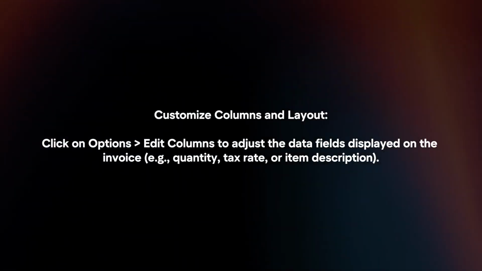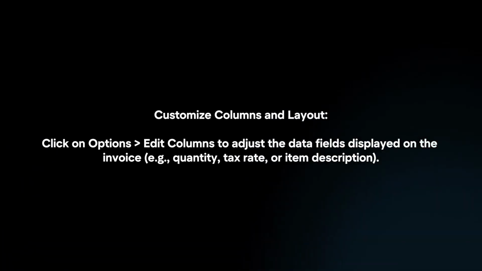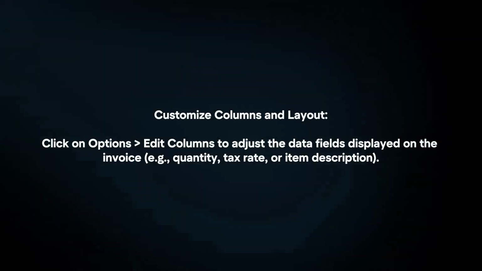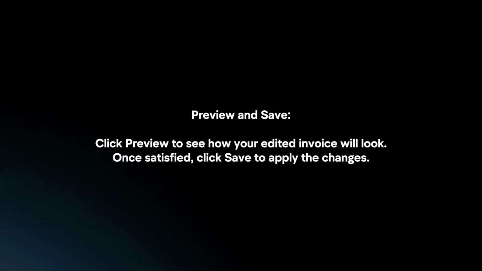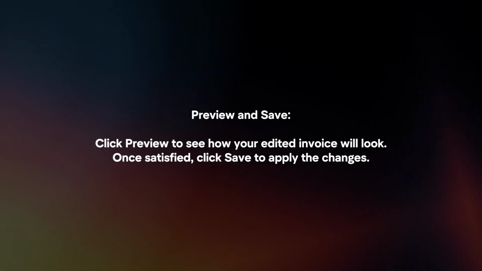Customize columns and layout. Click on Options, edit columns to adjust the data fields displayed on the invoice. Preview and save. Click Preview to see how your edited invoice will look. Once satisfied, click Save to apply the changes.